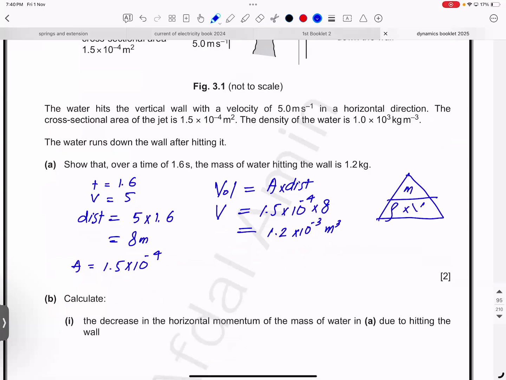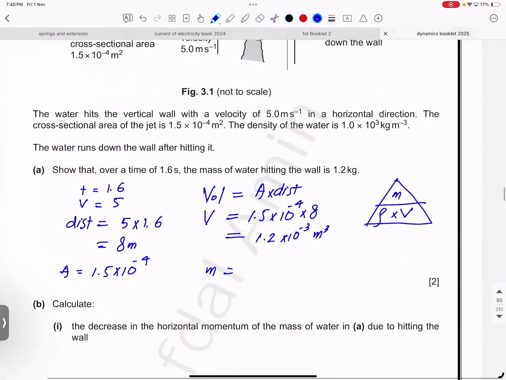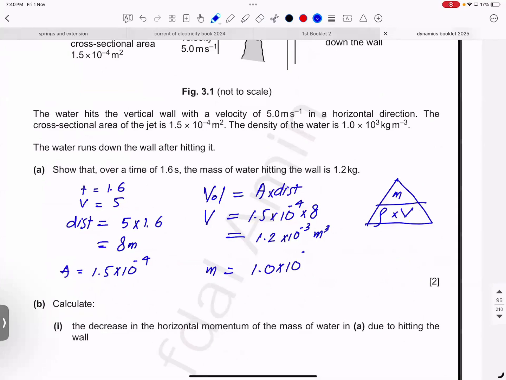Density is mass over volume. So mass is density, which is 1.0 × 10^3, times volume, 1.2 × 10^-3. How much, Abbas, you said? 1.2. Excellent, my dear boys.